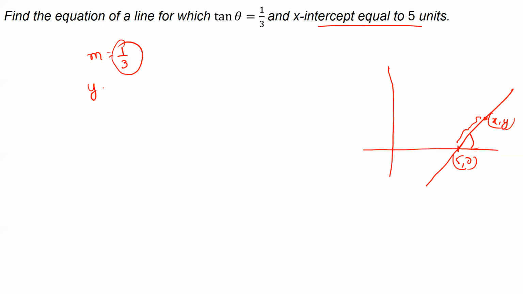So I'll quickly write it down. 5 minus 0 divided by x minus 5 is equal to 1 by 3. Cross multiply, simplify, and find out the answer. That will give you the equation of the line.